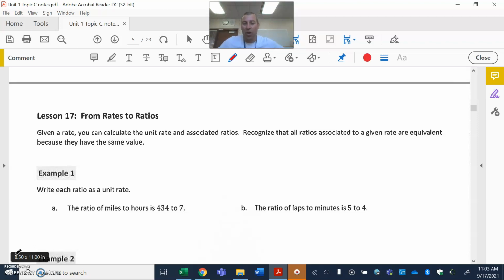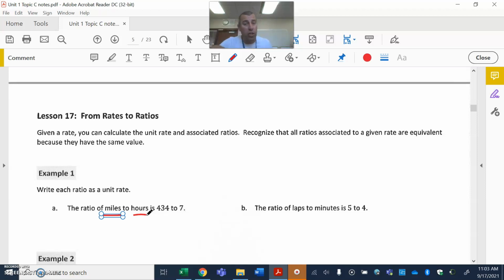Let's do this here. So remember, a rate is simply our comparison of two numbers that has words. So we see that in part A right here, we have a rate. 434 miles, 7 hours. I know it just says the 434 and the 7, but it tells me here what the miles and the hours we're dealing with. But they want the unit rate. So they want to know how much for 1.